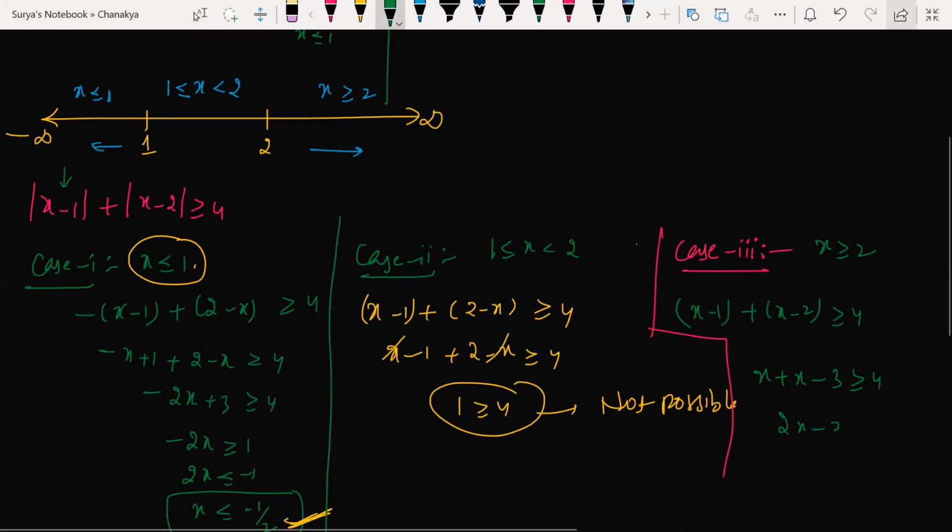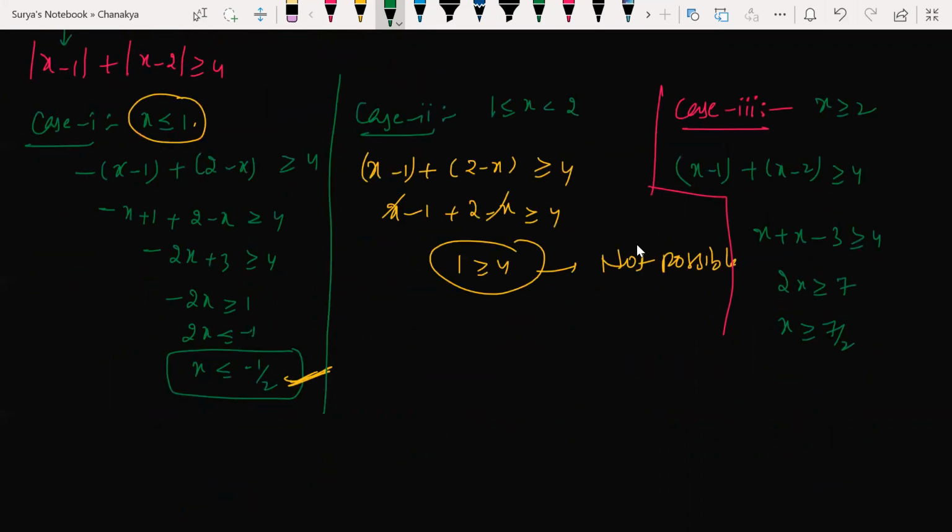2x, shifting that side, so minus 3 will become plus 3, plus 7. x greater than or equal to 7 by 2, which is x greater than or equal to 3.5. Check whether 3.5 is possible or not. Yes, 3.5 is greater than 2, so it is my solution. So what is the final answer now?